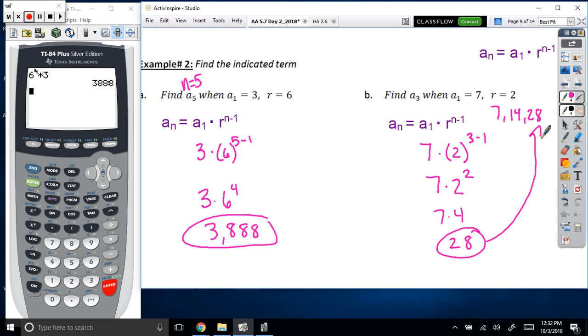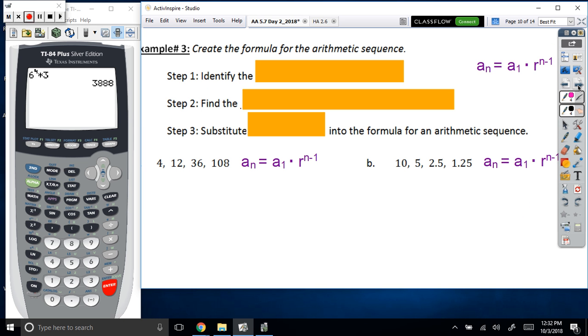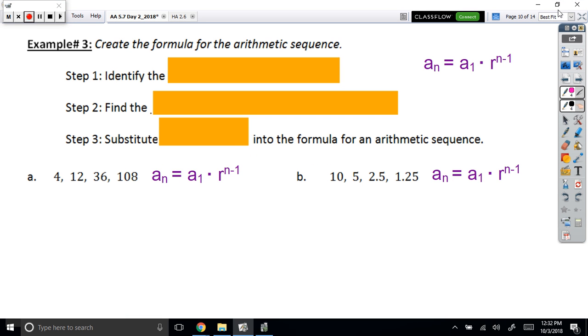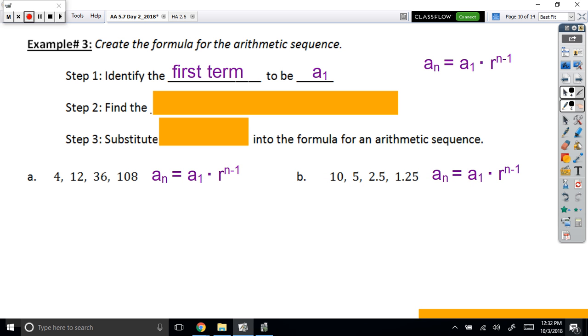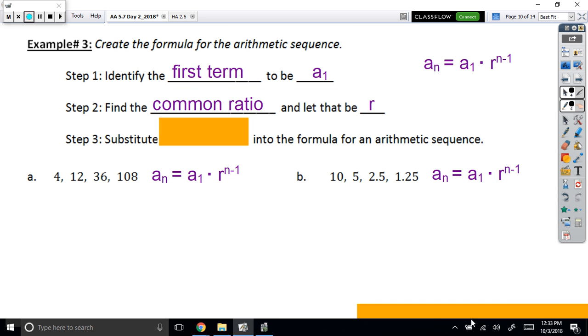And then on the back we have the sequences are given to us, and they ask us to write the general formula. So in order to write the general formula, you just have to identify what the first term is and what the common ratio is and plug in. So step 1, identify the first term to be a sub 1. Step 2, find the common ratio.